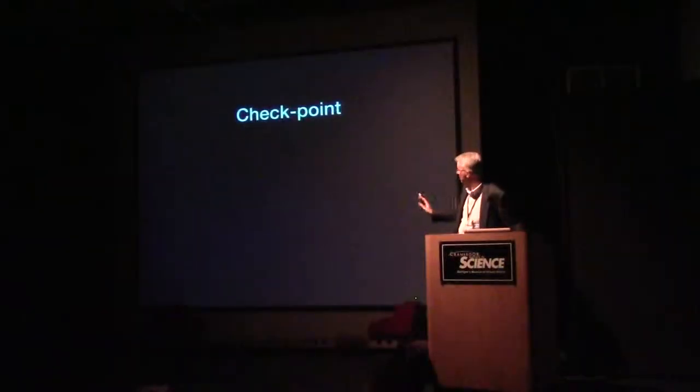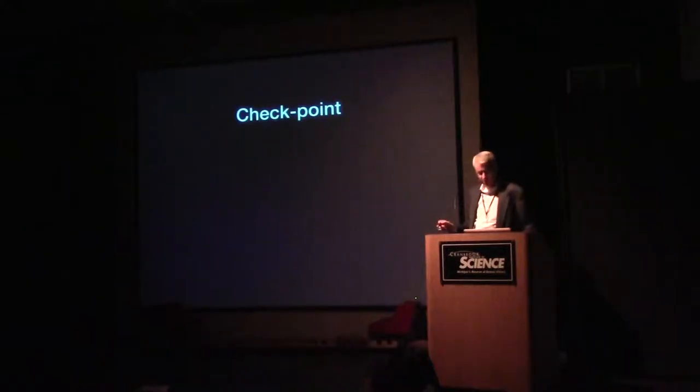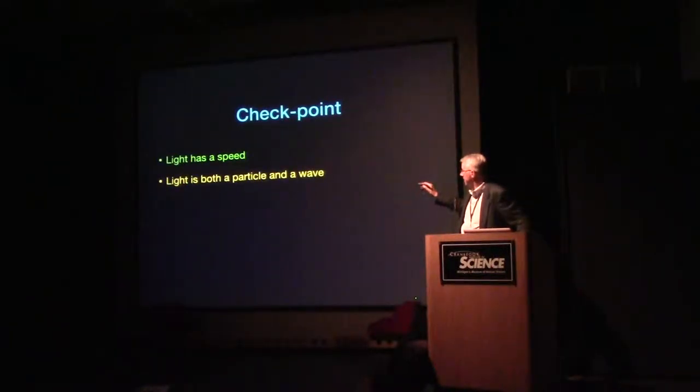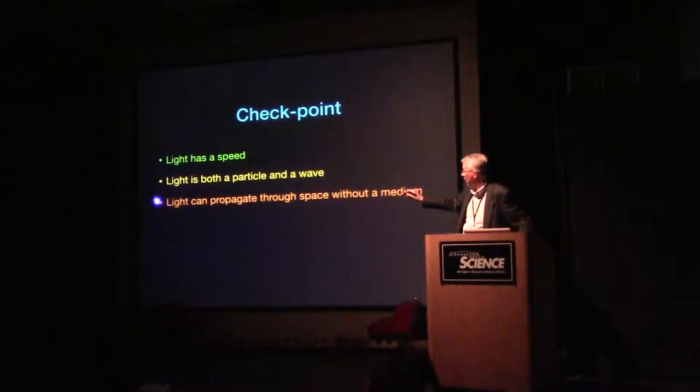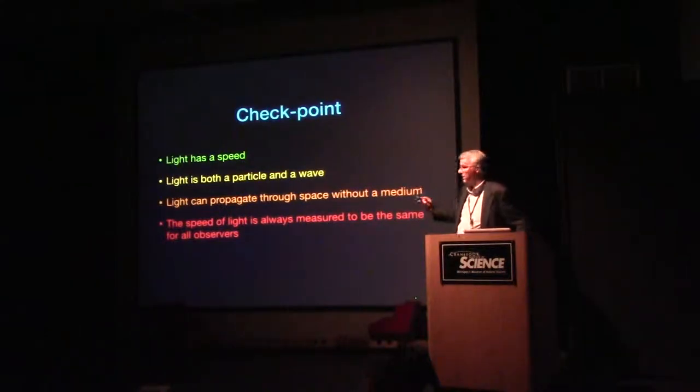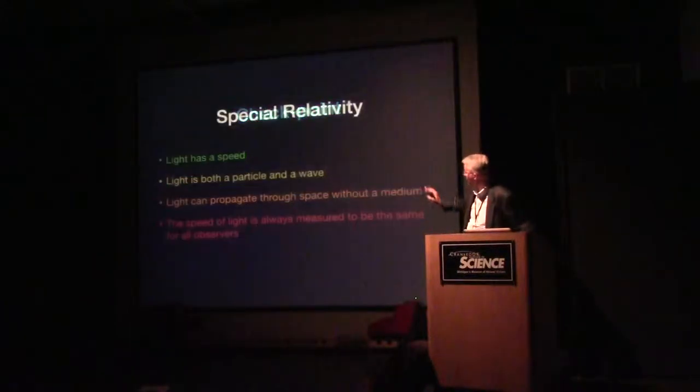The ether is out. Okay, so do a quick checkpoint here. In my checkpoint, we've detected now that light definitely has a speed. Check. We also detected that light, I didn't get into the particle-like behavior, I skipped that part, but we did detect that it is definitely a wave. And we also were able to prove that light is apparently propagating through space and does not require a medium. And then lastly, we stumbled onto this notion that the speed of light is always measured to be the same, no matter how you do the experiment, it will always be the same, right?